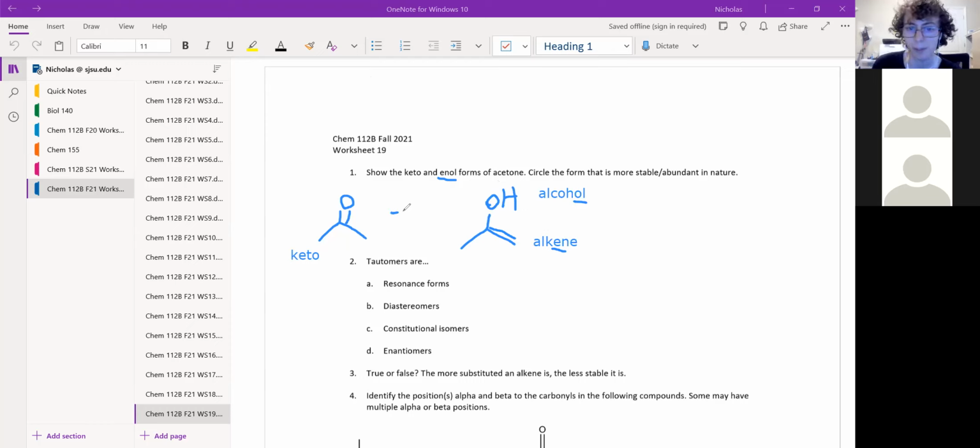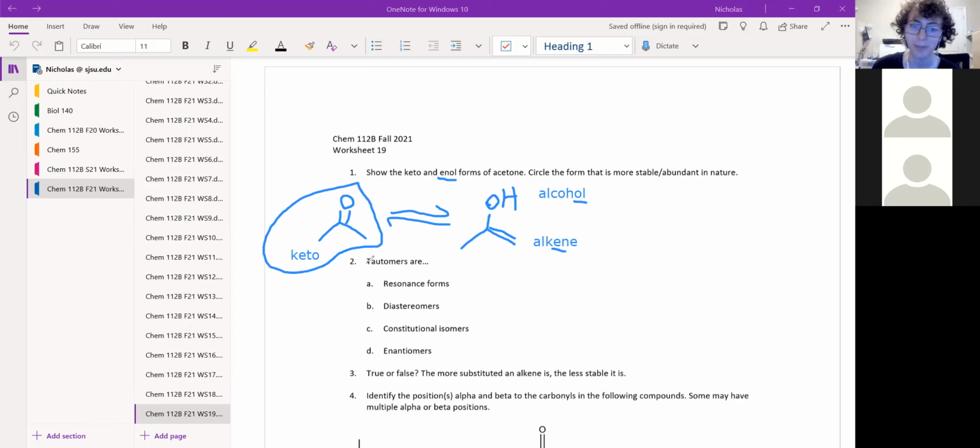And there's an equilibrium between these two structures. It can be one or the other, depending on what you have added to it. But with nothing added to it in nature, one of these is more stable and you're going to see more of it than the other. Which one? The keto form. Yeah, the keto form.